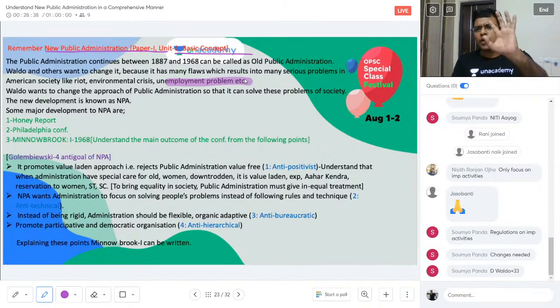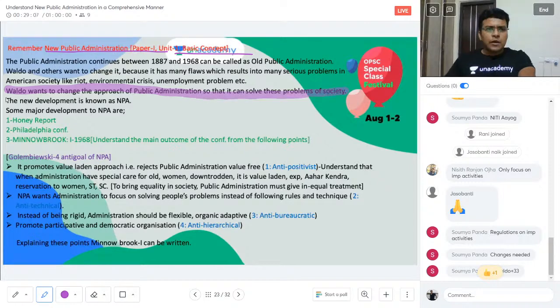Clear? Very easy. Remember it as a story. There was a man named Waldo. He found that there were many problems in society which the existing public administration could not solve, so he wanted to change it. He changed it and gave it his name, new public administration. Waldo wanted to change the approach of public administration so that it can solve the problems of society. The new development is known as NPA.